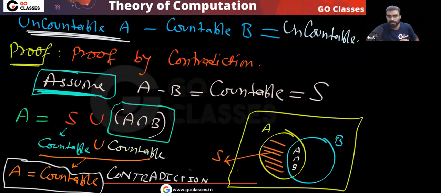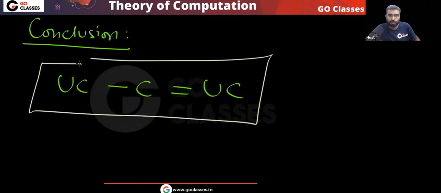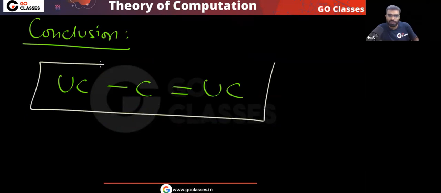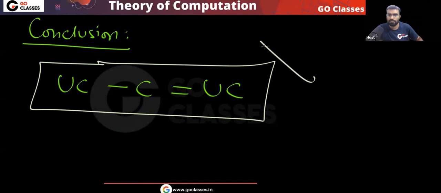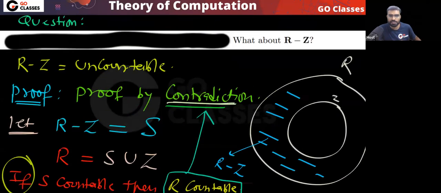Did you understand? Please tell me. So this is your proof by contradiction, because we got a contradiction. So what should happen? Remember, this is the conclusion: from uncountable, if you remove countable, what will you get? You will get uncountable. Clear? From uncountable, if you remove countable, you will get uncountable. This is the final result.